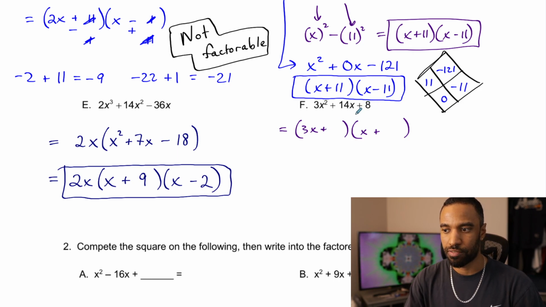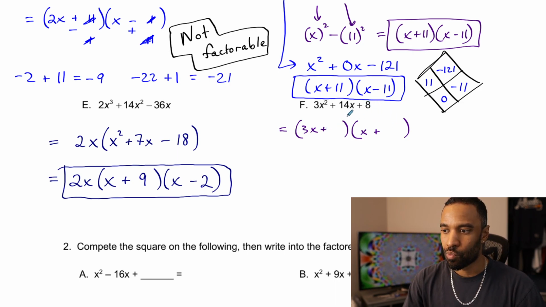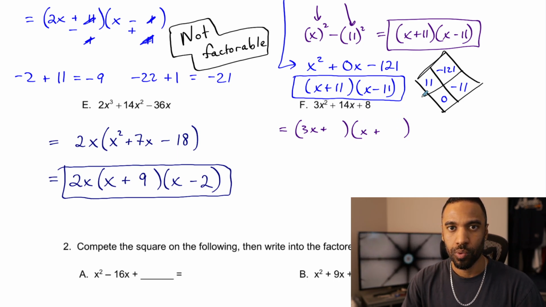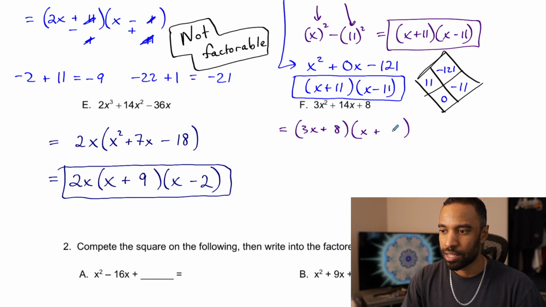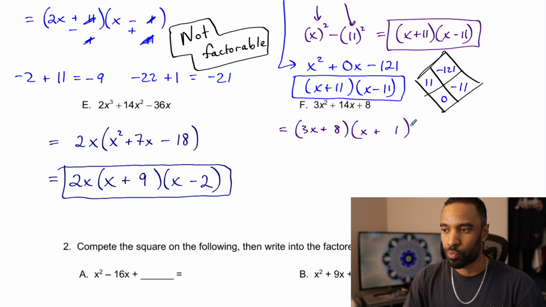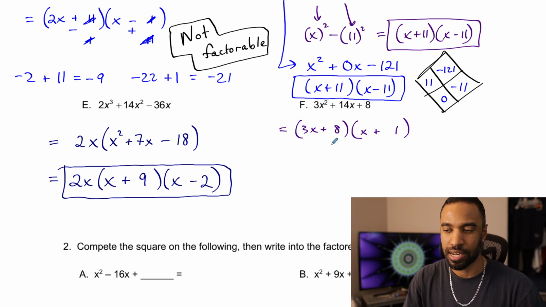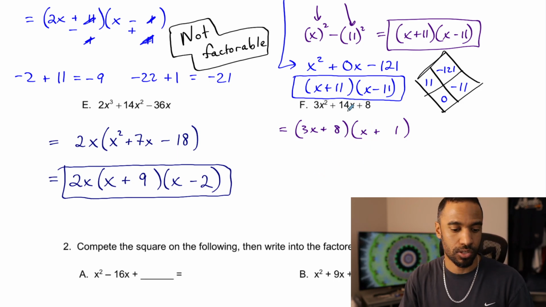So, what are factors of 8? I have 8 and 1, 1 and 8, 4 and 2, or 2 and 4. Which ones will give me what I need? I might as well try them all. Let's try 8 and 1. That'll be 3 times 1 is 3, plus 8 times 1 is 8, 3 plus 8 is 11. That's not 14, so that doesn't work.